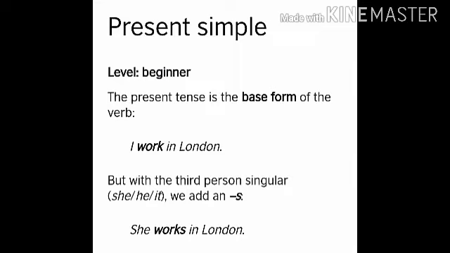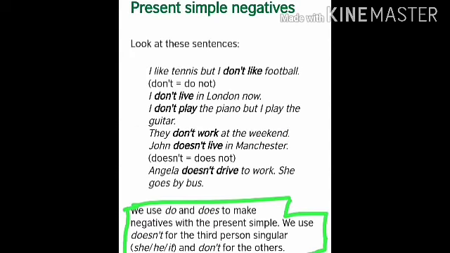And we add s or es with first form of the verb if the subject is third person singular. Third person singular means she, he, it, or any singular name or any other singular subject. I hope this point is clear. Now we have some more examples. I like tennis, but I don't like football. I don't live in London now. I don't play the piano, but I play the guitar.